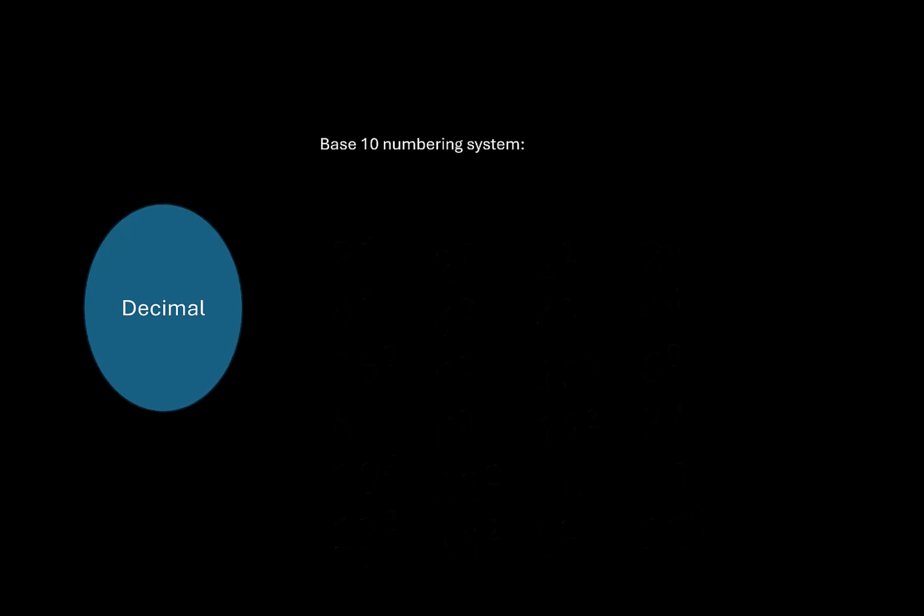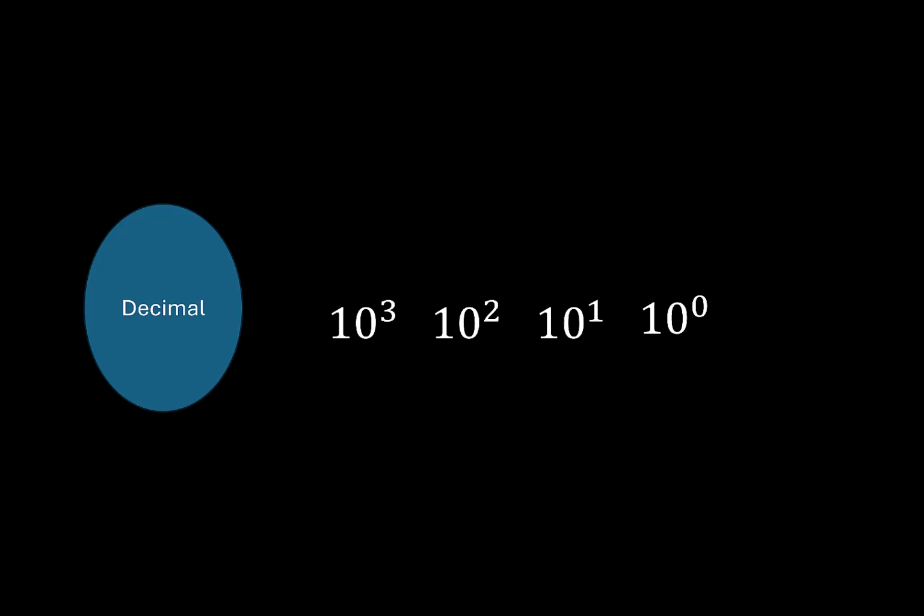The decimal system is a base 10 numbering system, meaning it has 10 digits. It starts with 0 and it goes up to 9. When we look at a number, it's composed of different powers of the base. Starting on the right with 10 to the 0, each step to the left increases by a power, so I have 10 to the 1, 10 squared, and 10 cubed.